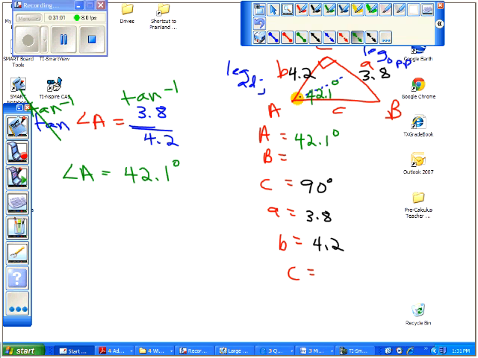I know that the acute angles of a right triangle are complementary, so I can say 90 minus 42.1 is 47.9 for angle B. The acute angles of a right triangle are complementary. They add up to 90.